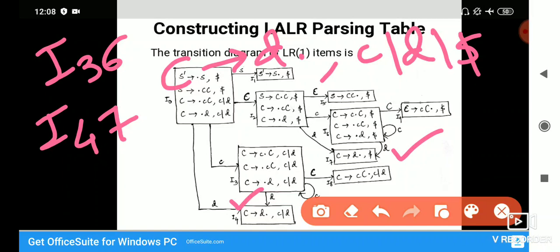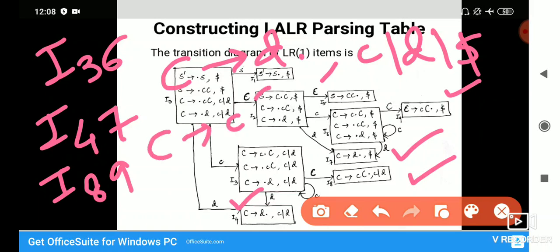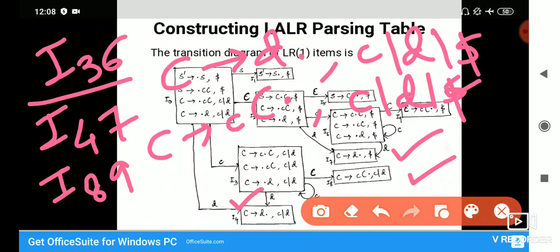Similarly, we observe I8 and I9. The first component is the same and we combine them into one, I89, and we write C2 CC dot comma, the same thing, C by D by dollar. So what did we find? We found that we are able to merge three different states into one.